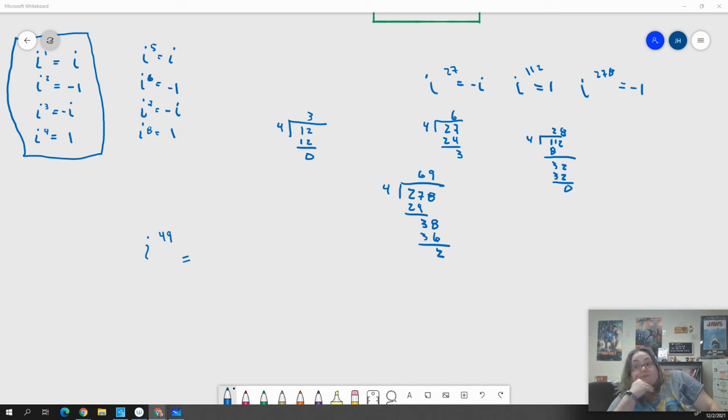It depends on the number you have left over. If you have one left over, it's i. If you have two left over, it's -1. If you have three left over, it's negative i. Look at the power up here. Anything that divides evenly by 4, you're going to get 1. Anything else, if it's 1 remainder, you get i. If it's a 2 remainder, you get -1. If it's a 3 remainder, you get negative i.